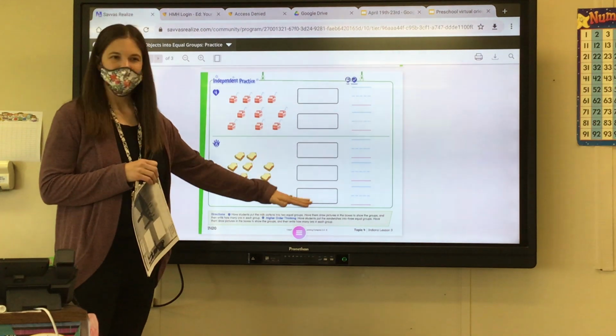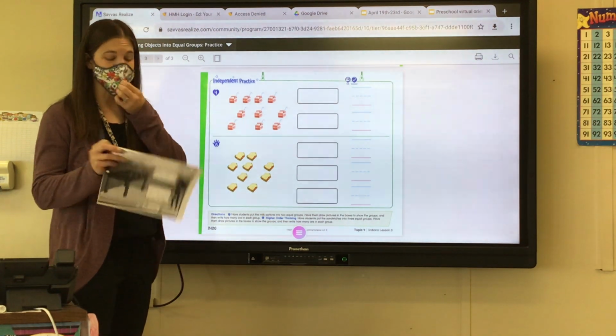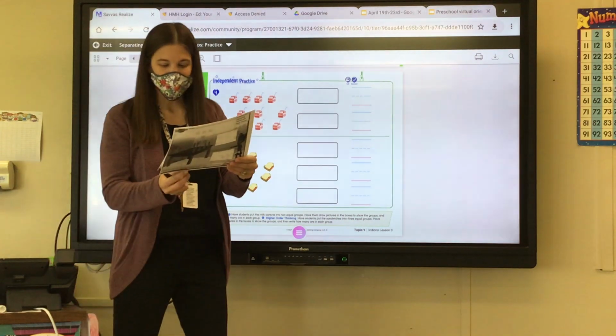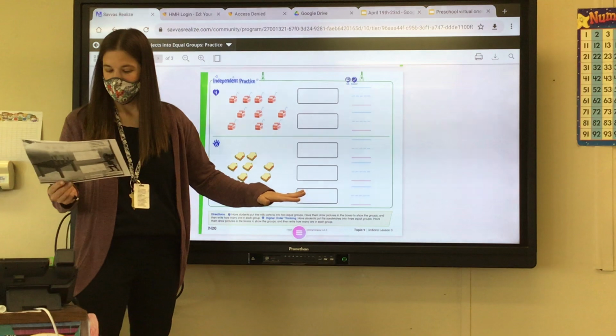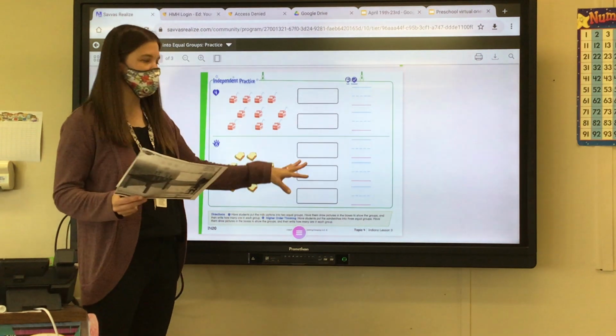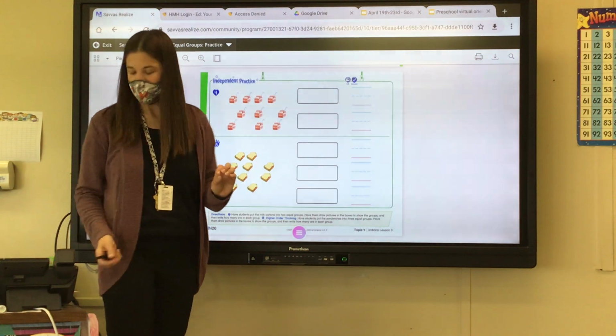How many groups are we going to make this time? 3 groups. So, you're going to put the sandwiches into 3 equal groups. You're going to draw circles in each box for each sandwich, right? 1 to 1. And write how many.